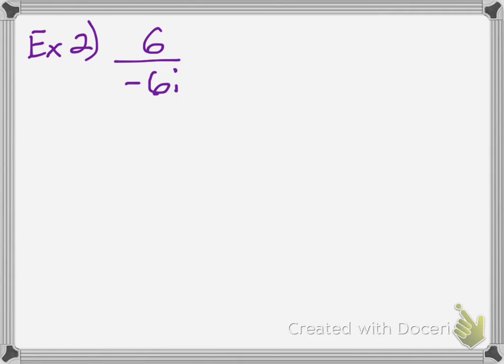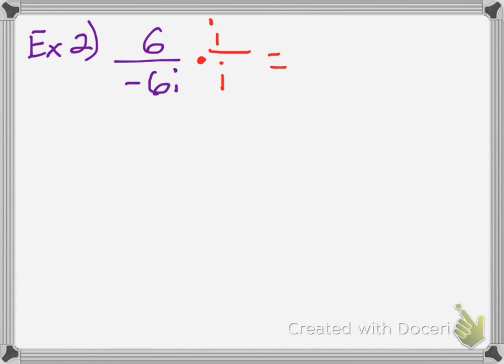Right here we have 6 over negative 6i. Well, I already have a number in front of i, so I'm not going to lose sleep over this one. I just want to get rid of i. So I'm going to multiply the top and the bottom by i.